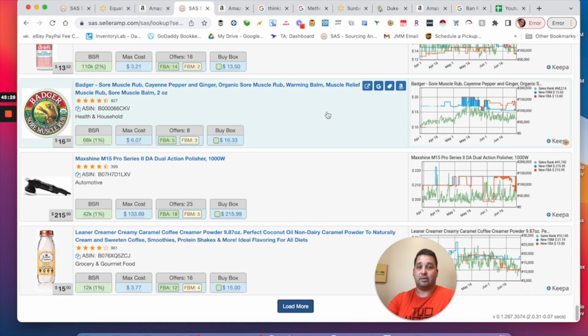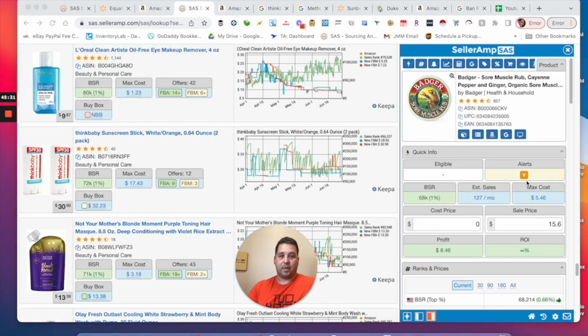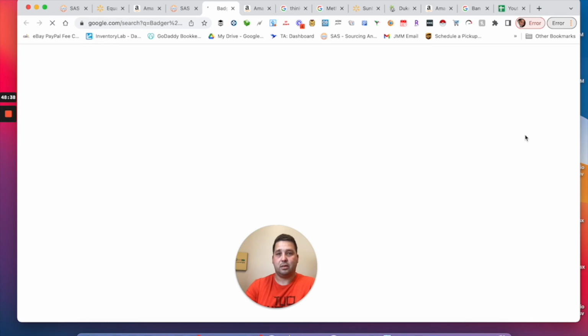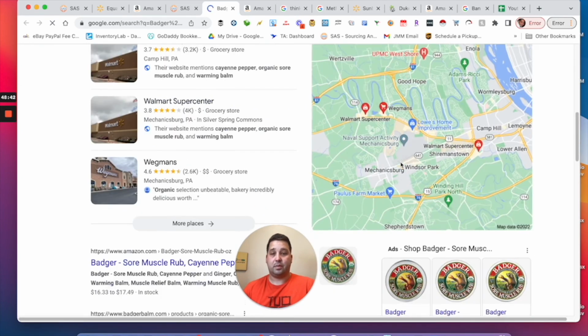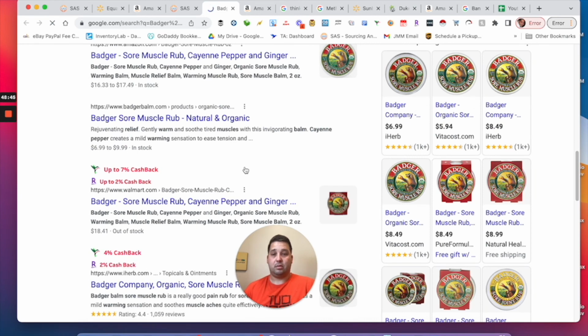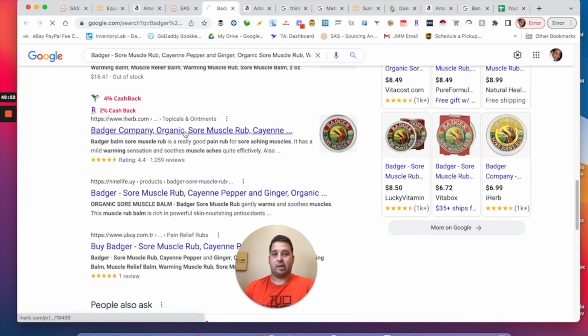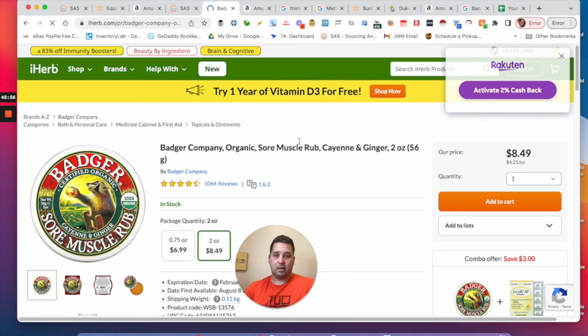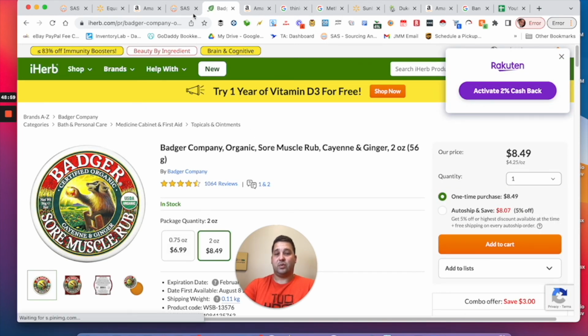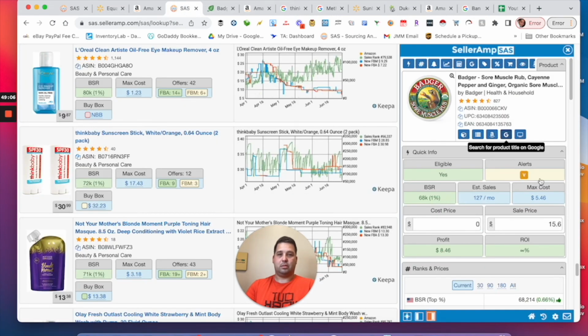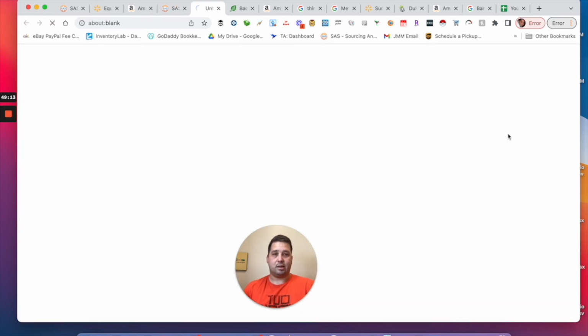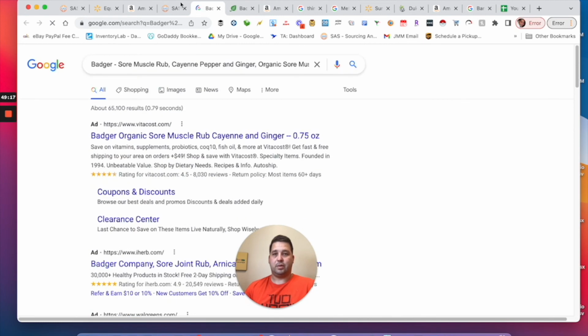Badger Sore Muscle Cream. Let's see what we got going here. 546. It looks like there's variations according to the alert panel. Let's see what's going on. Badger. 849. 2 ounce and 0.7 ounce. Let me guess, this is the 2 ounce. Yes, the 2 ounce. 849. Yeah, that's not going to work. Oops, I meant to hit Amazon.